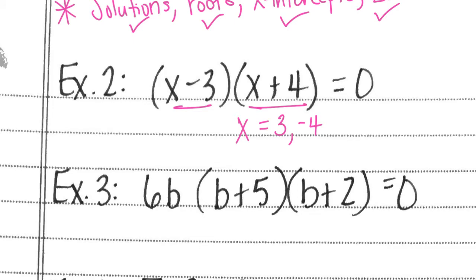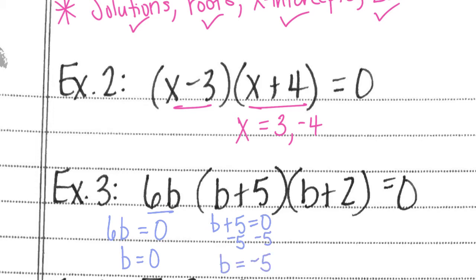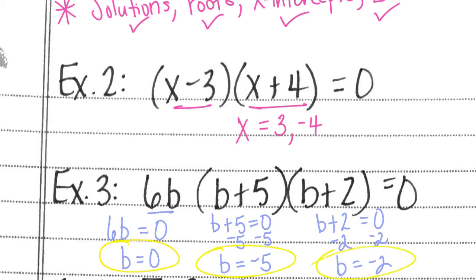All right, moving on to example 3. Example 3, it's the same kit and caboodle, but now notice I have 3. Well, I know this isn't a binomial, but 6 times what gives me 0? Well, that what would be 0. 6 times 0 gives me 0. b plus 5 is equal to 0. When I subtract 5 from each side, b will equal negative 5. b plus 2 is equal to 0. When I subtract 2 from each side, b is equal to negative 2. So notice I not only have 2 solutions, but I have 3.